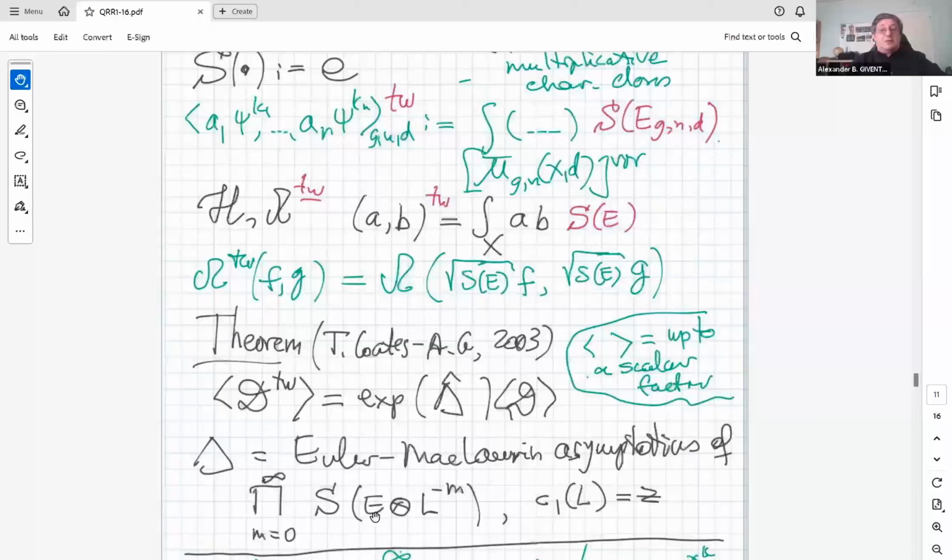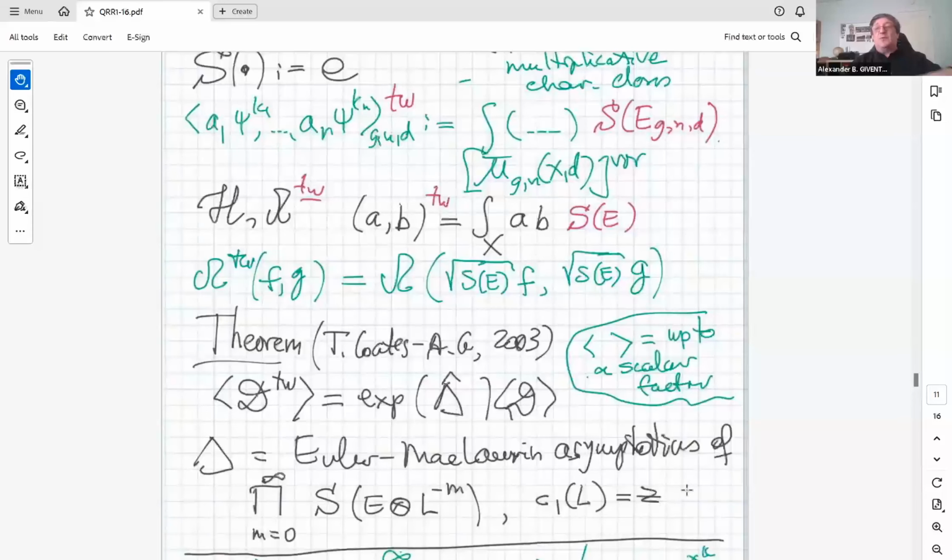It's applied not only to E, but E is tensored with the minus m tensor power of a line bundle. Which line bundle? It's a bit cryptic, I'll explain in a minute what it means in reality, but it's a suggestive expression. It's a line bundle whose first Chern class is Z. So Z is just a letter here.